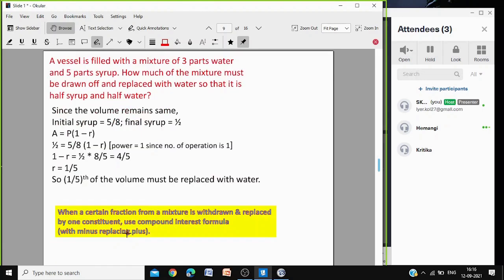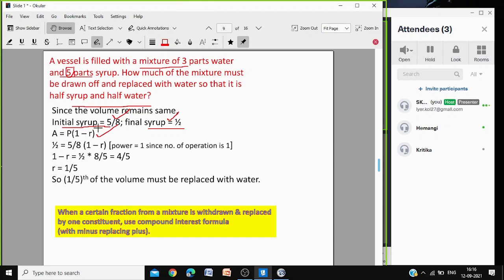So, since the volume remains the same, initial syrup will be 5 by 8 and the final syrup will be 1 by 2. 5 is to 3. 3 parts water and 5 parts syrup. That means total 8. Out of 8, 5 is the syrup. 5 plus 3, 8. So 5 by 8 is syrup and 3 by 8 is water. So initial syrup is 5 by 8 and final syrup is to be half syrup and half water, means 1 by 2. So again apply the same compound interest formula.